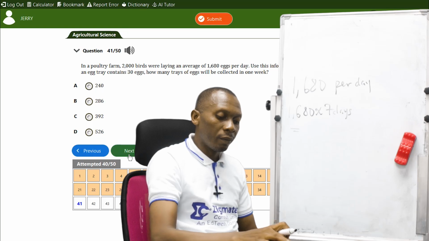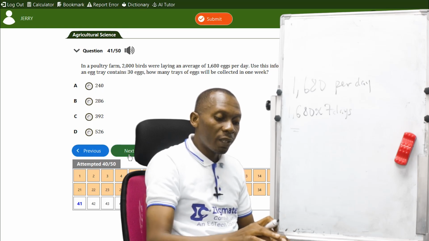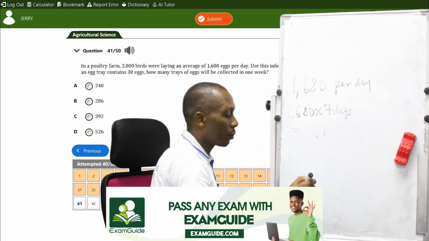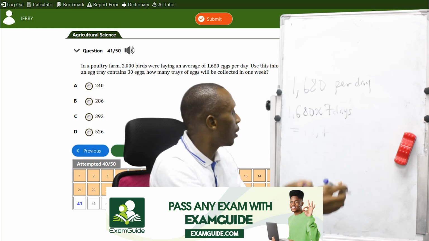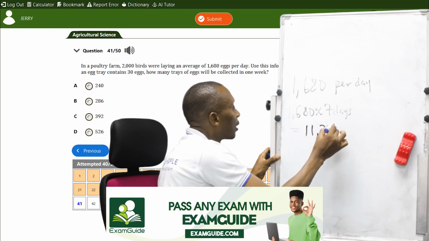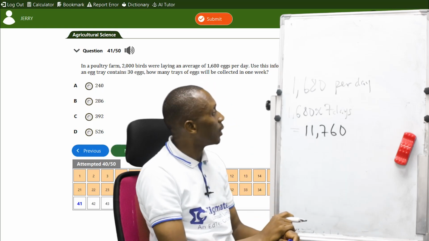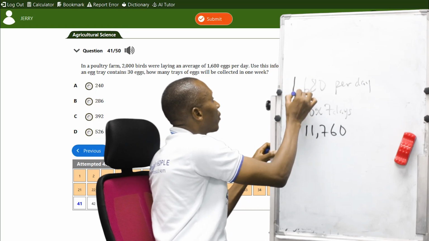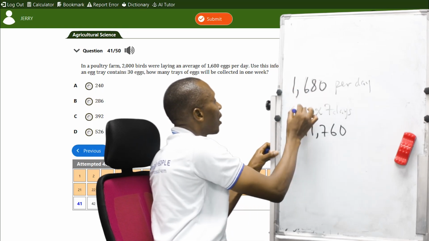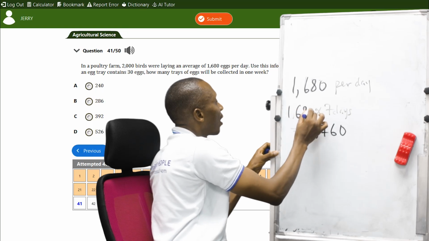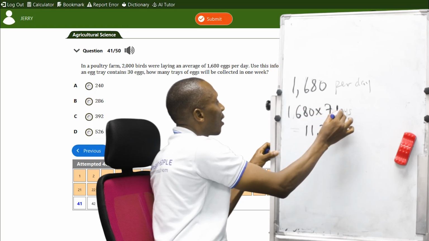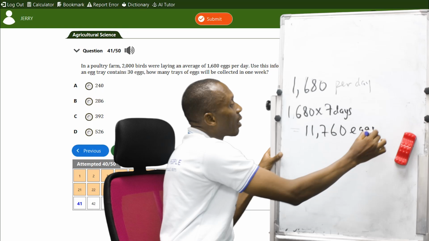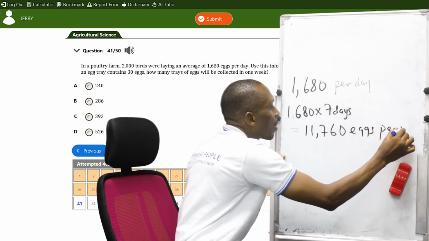1,680 times 7 days, which is 11,760 eggs. Sorry, let me use this marker. 11,760 eggs. Let me get this clearer for us to see. So 11,760 eggs per week.